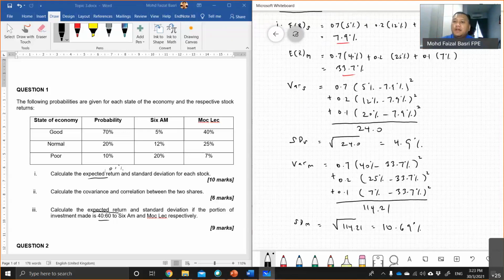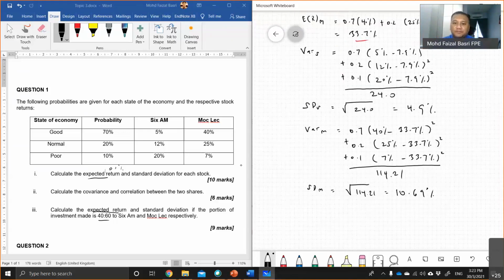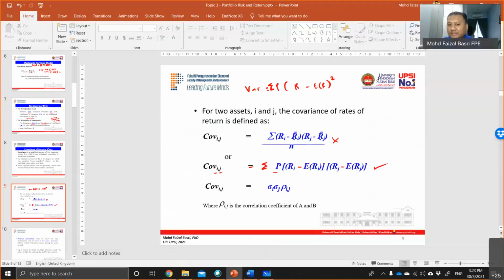Okay, so now let's move on to number 2. To find the covariance and the correlation between the two shares. So obviously we need to calculate the covariance first, then we can calculate the correlation, because to calculate correlation we need to have the covariance punya figure. So this covariance is quite similar to how we find variance. We have 3 levels, but instead of squaring, we have to multiply between the two, because we have 2 stocks.